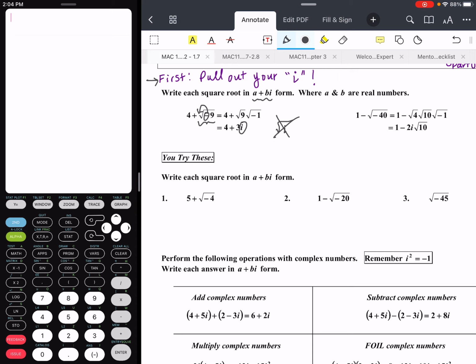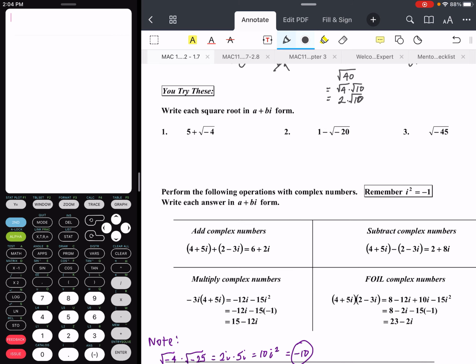And then over here to the right, 1 minus the square root of -40. That negative underneath the square root sign comes outside as an i. And then square root of 40 simplifies to 2 square roots of 10. Remember that for the square root of 40, we can break that apart into the square root of 4 times the square root of 10. And then the square root of 4 is 2, which simplifies. Square root of 10 stays under that square root. We can't pull out another square root factor there.